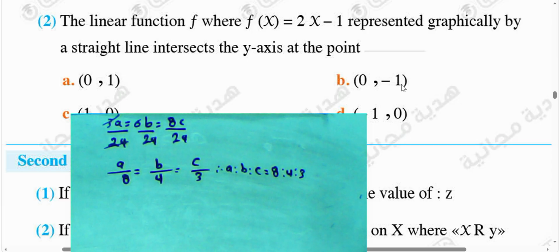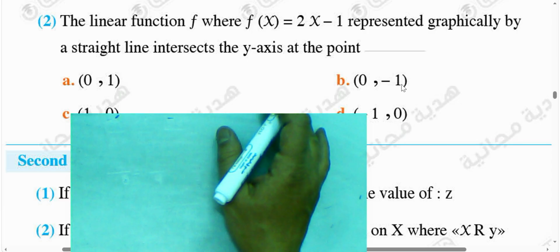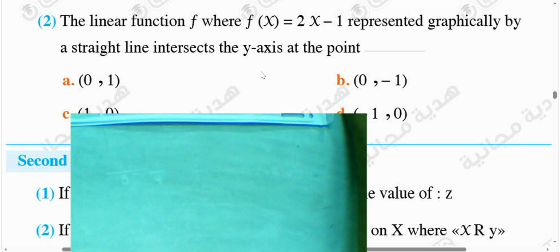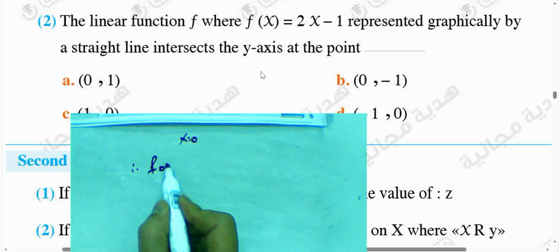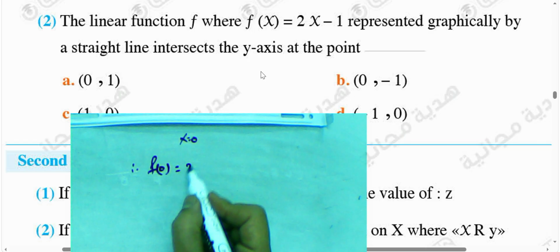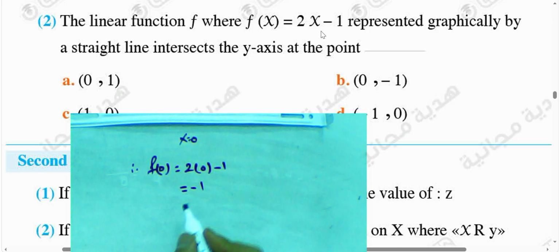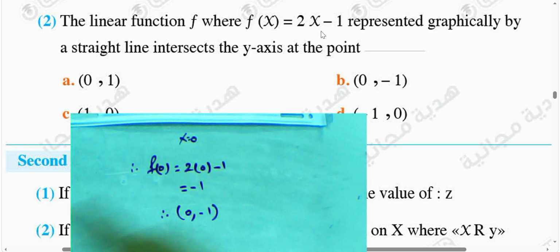Linear function f, where f of x equals 2x minus 1, is represented graphically by a straight line that intersects the y-axis. Look here, it intersects the y-axis, meaning x equals 0. Then f of 0 will be what? Put x equals 0 in this function, we have 2 times 0 minus 1. 2 times 0 is 0, minus 1 equals negative 1. Then the point will be 0 and negative 1, because at the intersection with the y-axis, x equals 0.